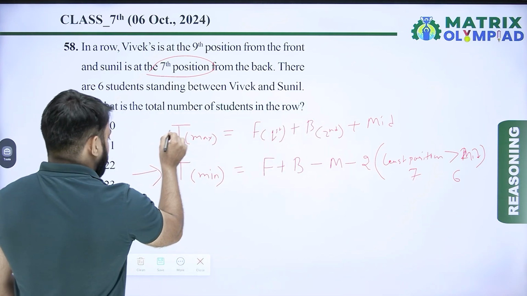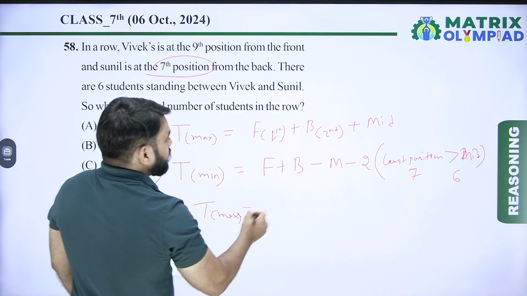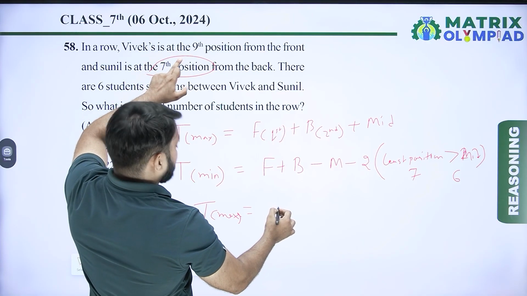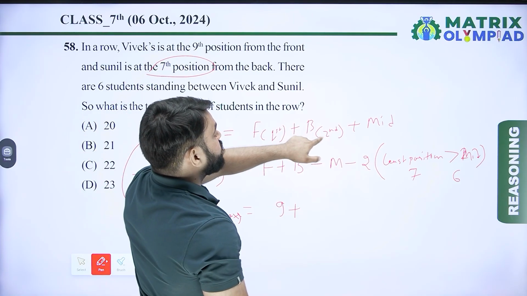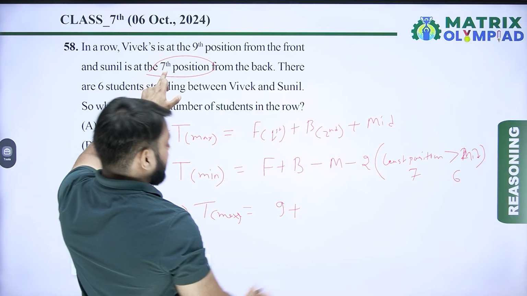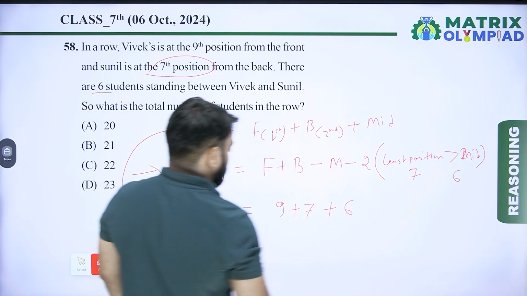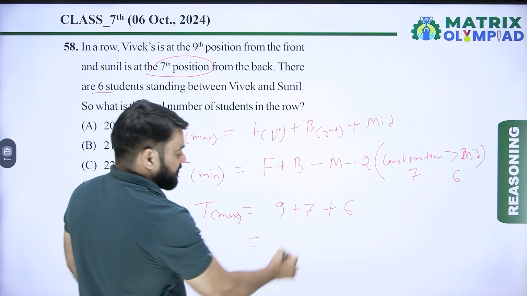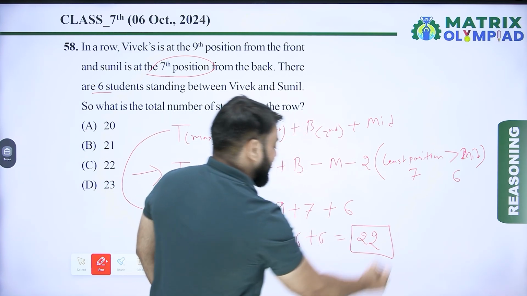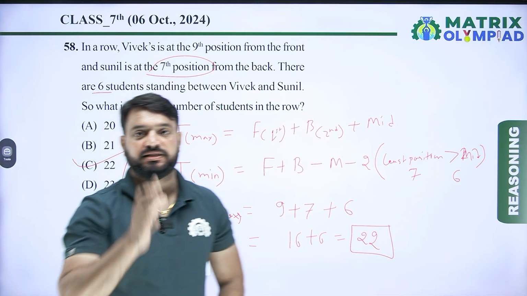So find the total maximum person in this row. So formula is front position of the first person, so front position of Vivek is 9, plus back position of the second person, it means back position of Sunil is 7, plus number of mid person, so 6. So 9 plus 7, it means 16, plus 6, it means 22. So 22 students are standing in this row. So here option C is the correct answer of this question.